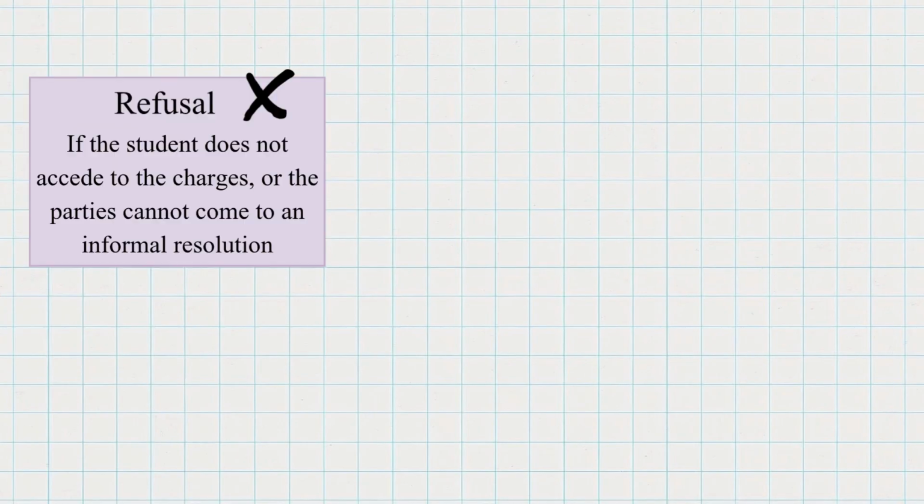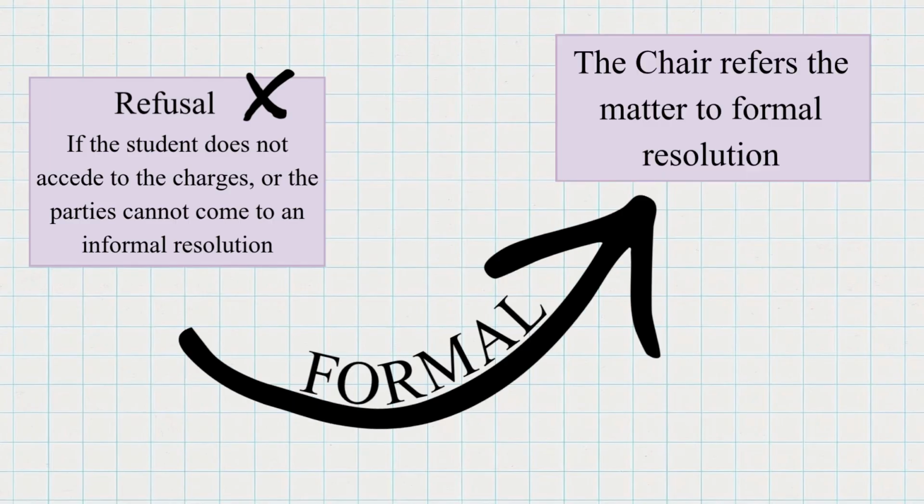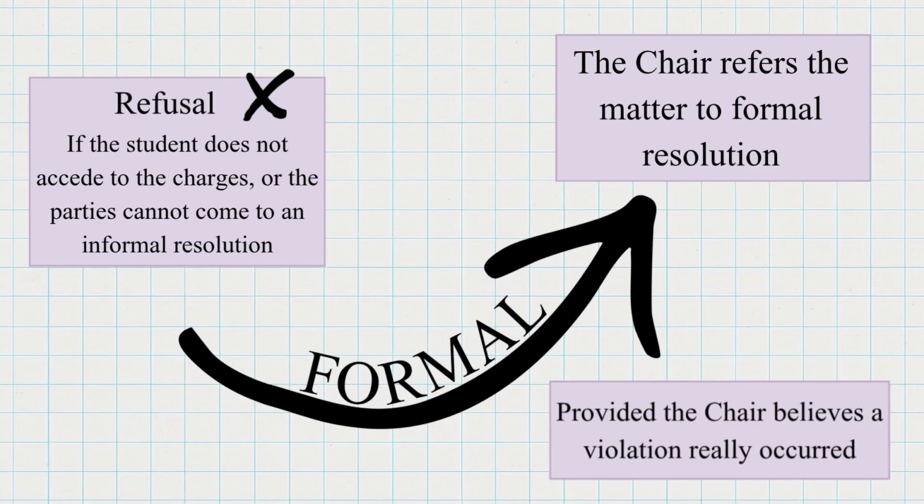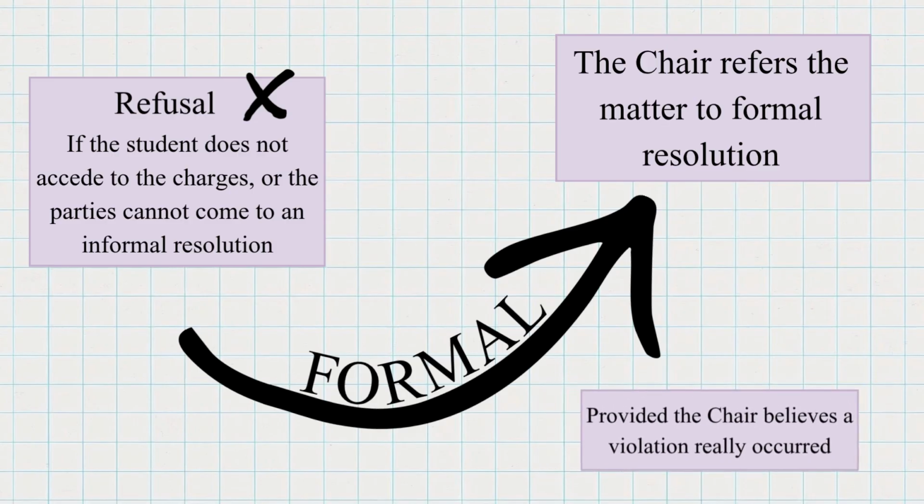If the student refuses the charges or the parties cannot agree on an informal solution, the matter is referred to a formal resolution, provided the chair believes a violation occurred.